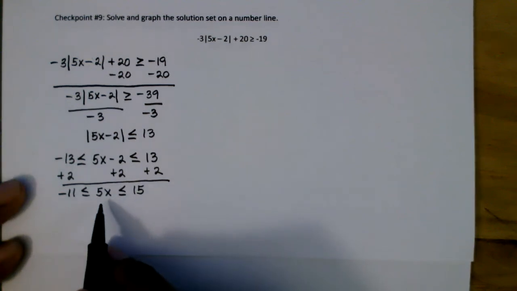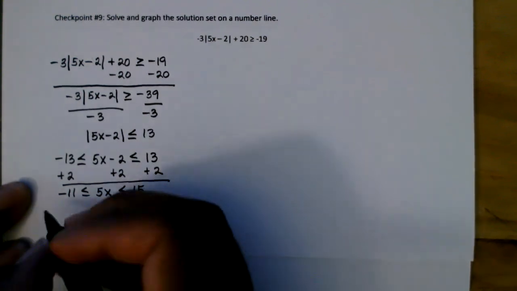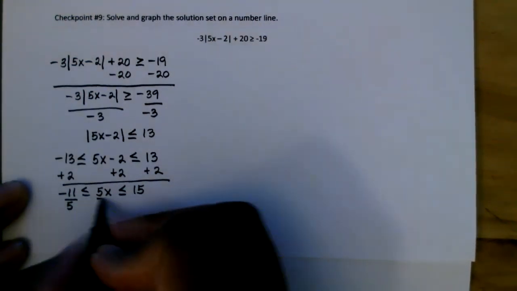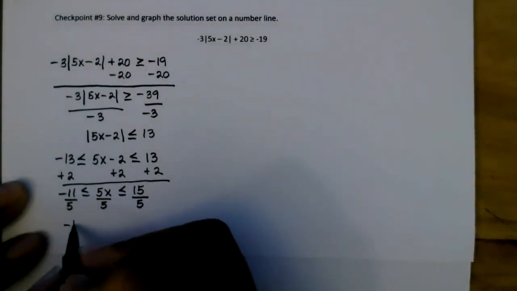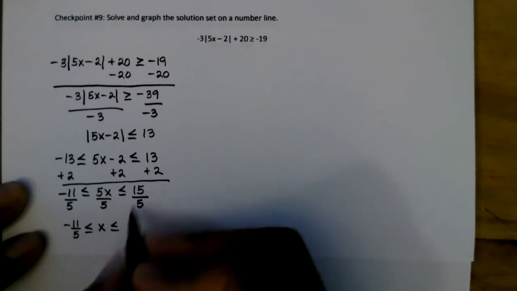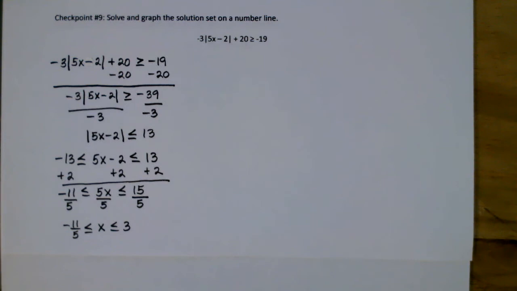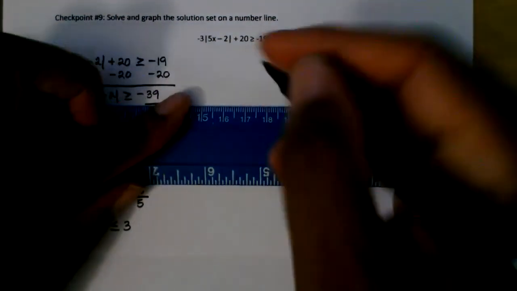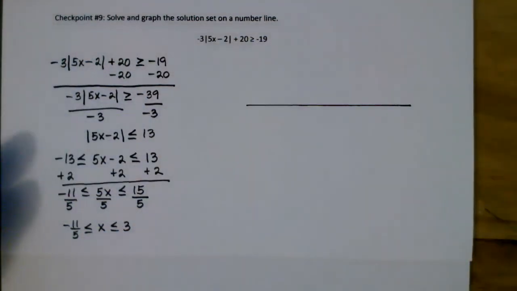And now I still need to get x by itself. I'm multiplying it by 5, so on the left side, in the middle, and on the right side, I'll divide by 5. So I'm going to leave this as -11/5. That's going to be less than or equal to x, less than or equal to 15 divided by 5. That'd be 3. Okay. So that's the final inequality there. That's the solution set. Now I'm going to graph it on the number line.